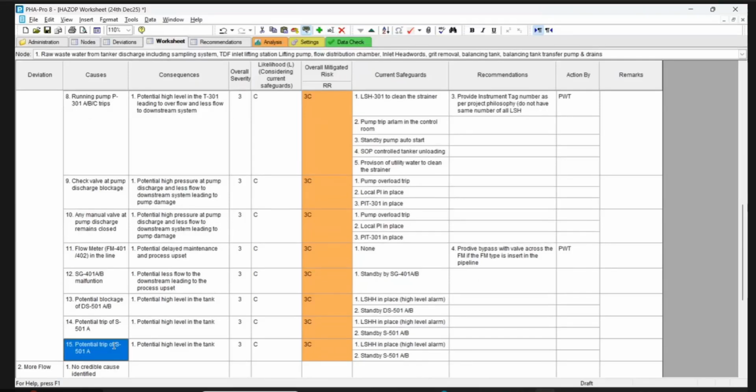Take number SH. What is it? Trip? HS 501A and RB. HS 501A RB. Oblique B. Trip. So potential high level. Same thing. This one, and take by standby, and corresponding gate will close.